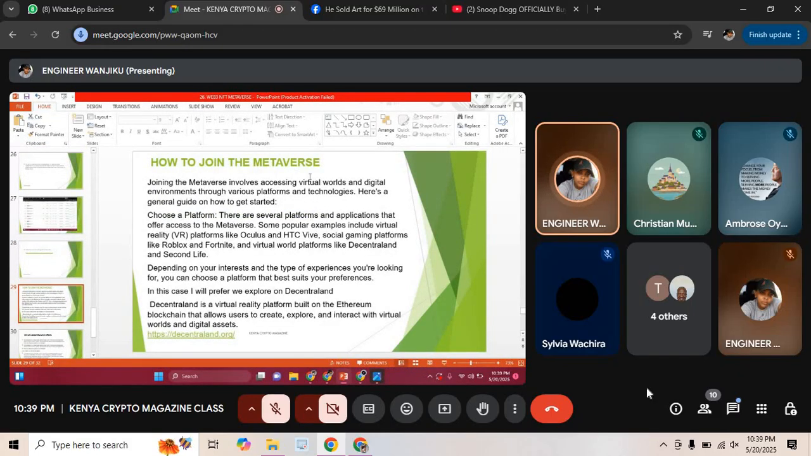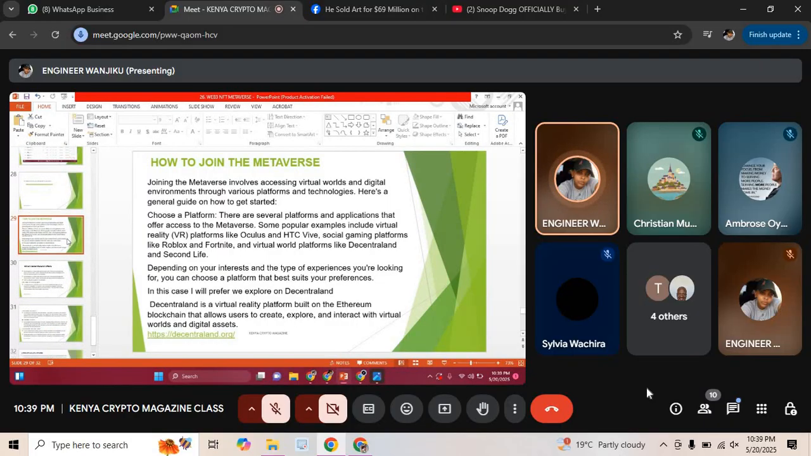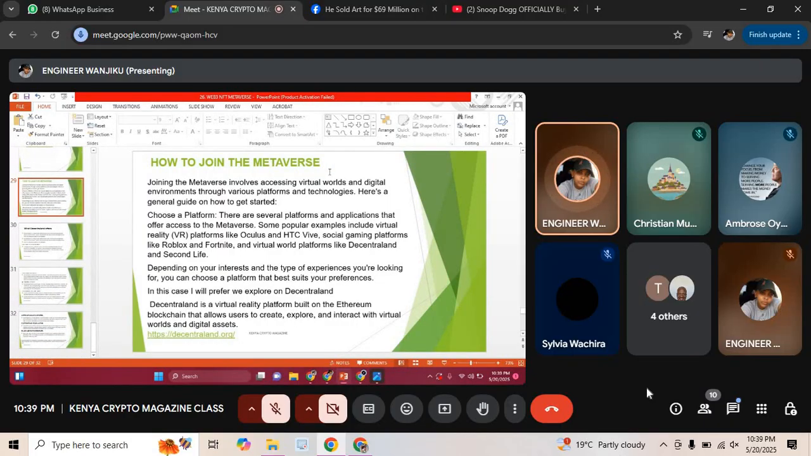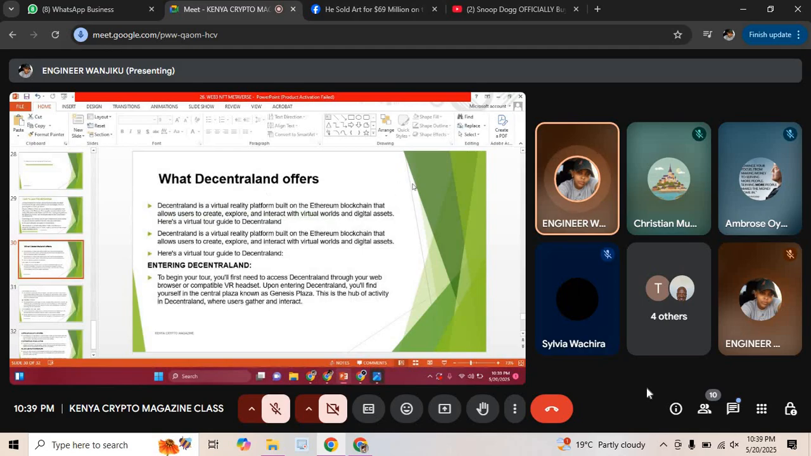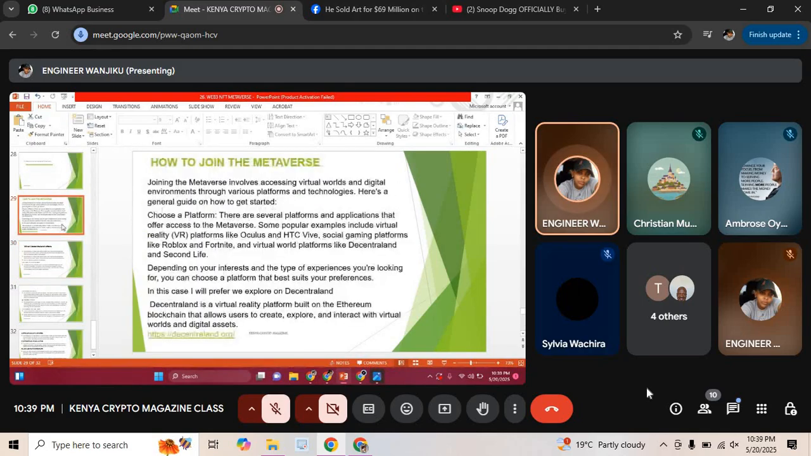So how do we get to join the Metaverse? This is the last part of this class. Joining the Metaverse involves accessing virtual worlds and digital environments through various platforms and technologies. So here's a general guide on how to get started.